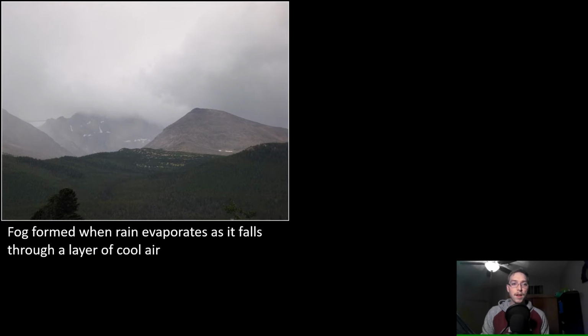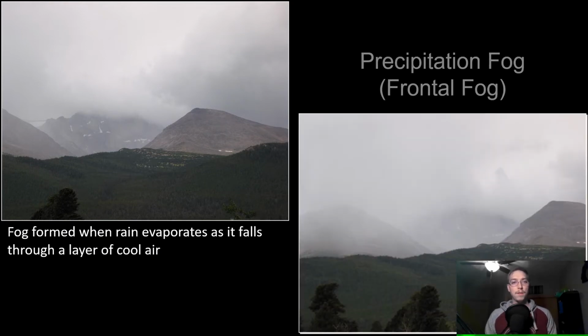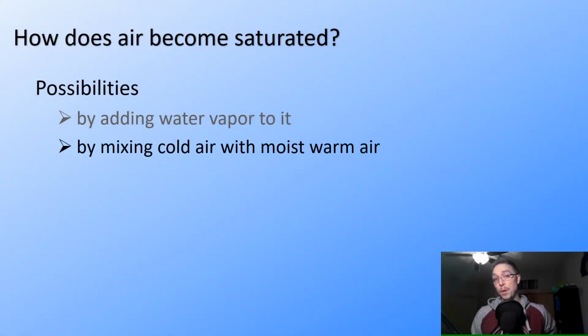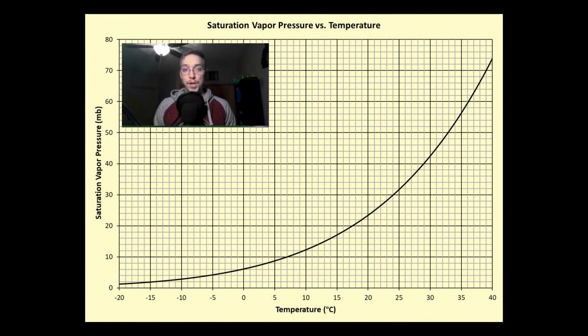Here we can see fog, precipitation fog or frontal fog. This is fog that forms from rain evaporating as it falls through a layer of cold or cool air. You can mix cold air with moist, warm air. We see our example here.